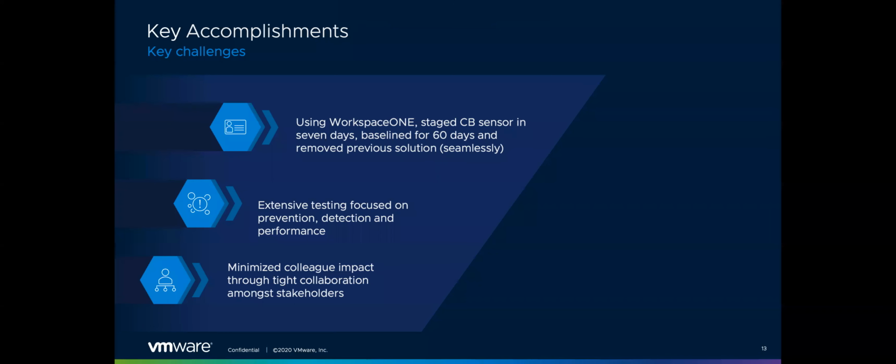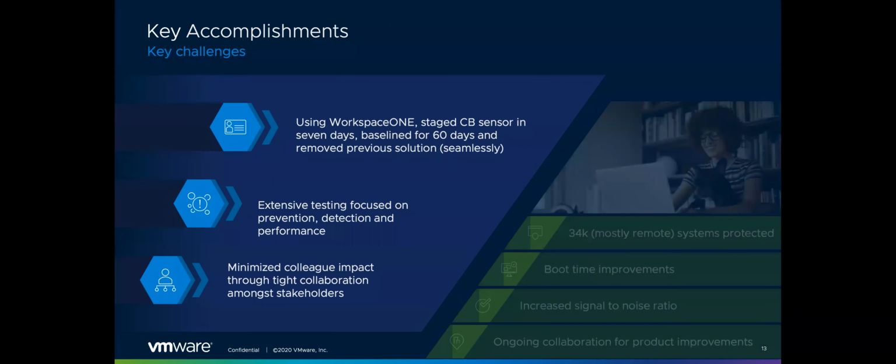Again, from a detection perspective, were we seeing all the log telemetry, not only in the native UI, but also forwarding it to our SIEM solution? Were we able to see all the events? And then performance, and this was critical for us, especially with everyone working from home. We worked very closely with our help desk and the IT operations folks, making sure that we weren't impacting user productivity as we were going through this initiative. And then again, with most of our workforce at home, minimize colleague impact through tight collaboration amongst stakeholders.